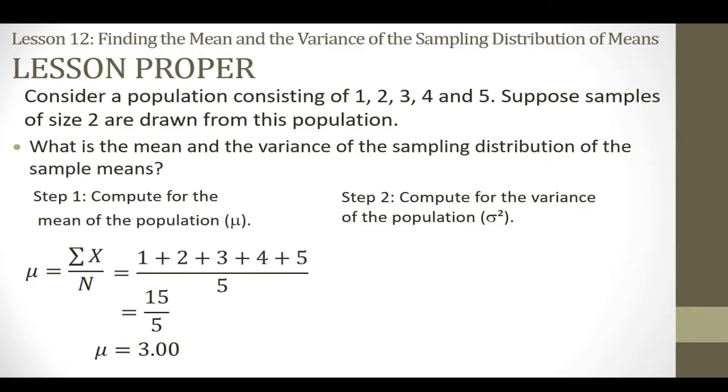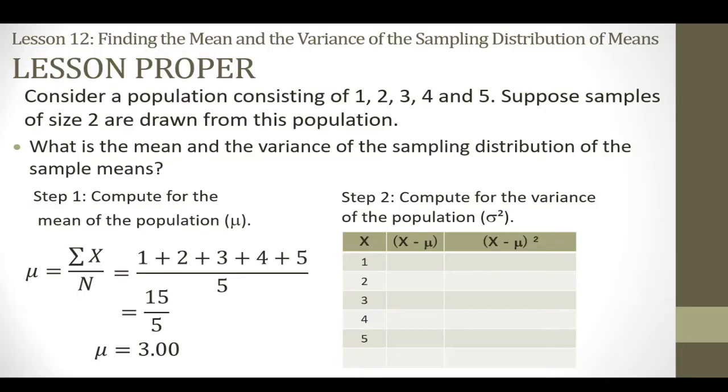Next, we compute for the variance of the population. Paano ba tayo mag-compute ng variance ng population? So first, we create a table. We subtract the mean from the individual population elements. So, ayan, 1 minus 3, negative 2, 2 minus 3, negative 1, 3 minus 3, 0, 4 minus 3, 1, then 5 minus 3, 2. Very good. Next step, we square the results that we have obtained from this column. So, negative 2 squared is 4, negative 1 squared, 1, 0 squared is 0, 1 squared is 1, 2 squared is 4. Nasundan?